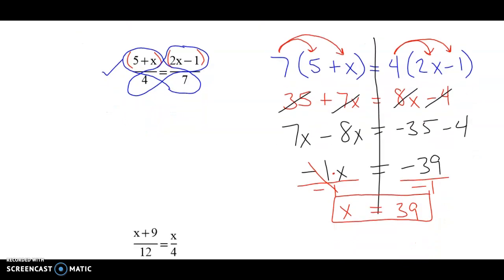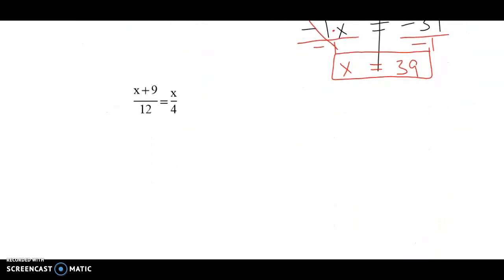All right, now let's try a different one. So here's another problem right here. x plus 9 over 12 equals x over 4. So again, parentheses around my groups. Okay, so right here we have x plus 9 in parentheses. I didn't have any other groups, and so now I'm ready to go ahead and cross multiply.